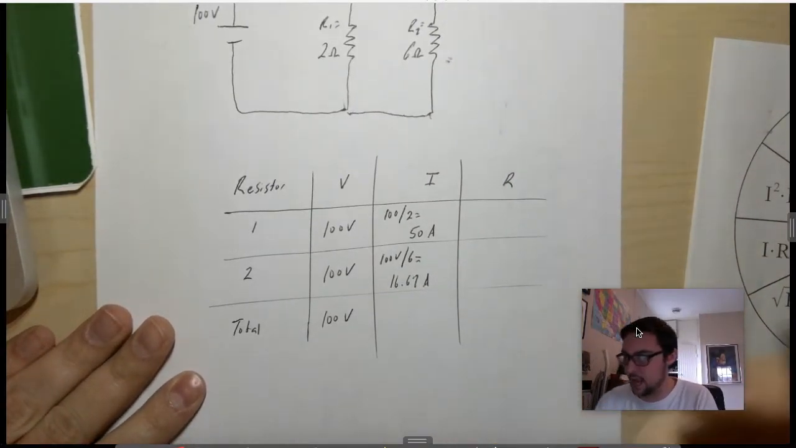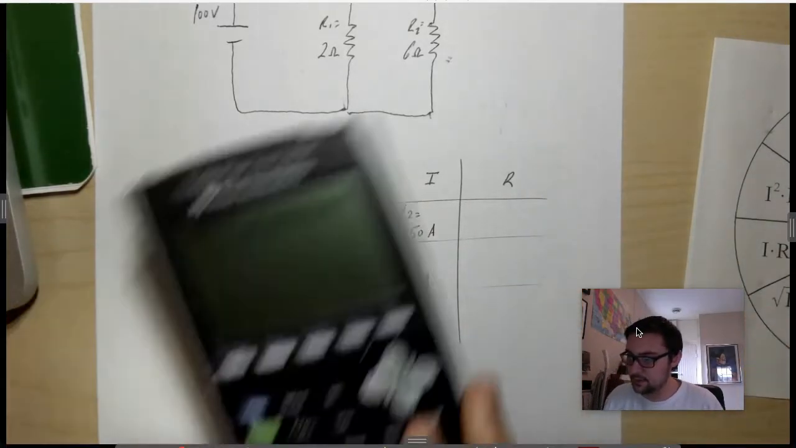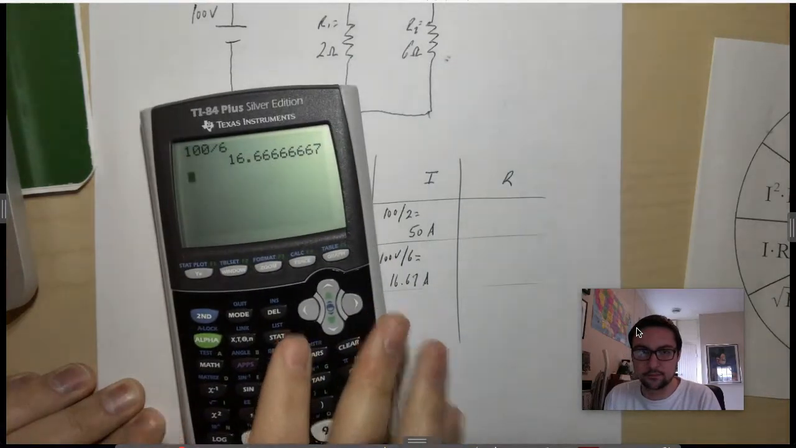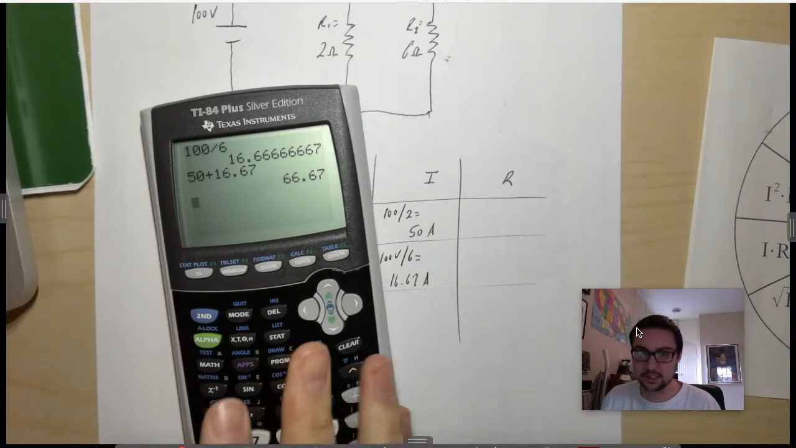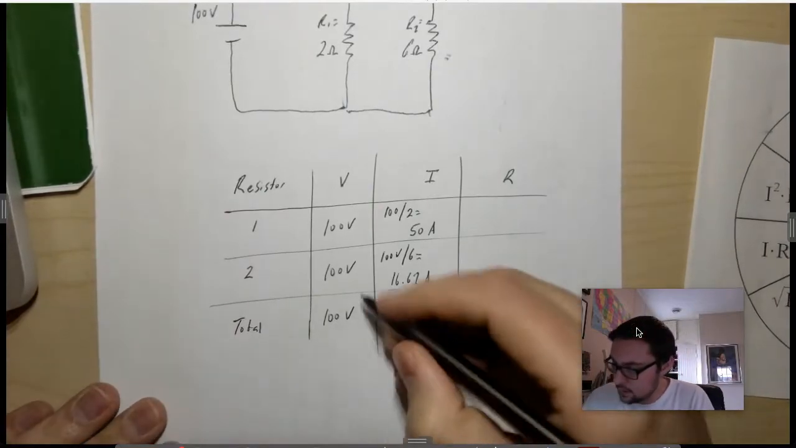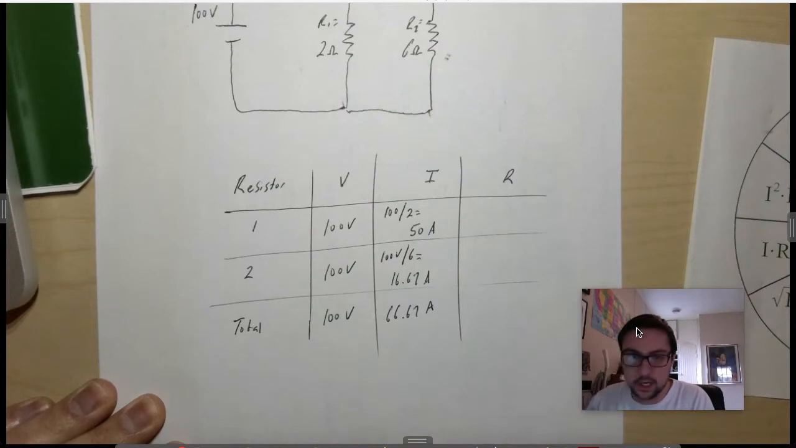In order to figure out the total current, it's very simple. It's just adding them together. So 50 amps plus 16.67, and I get 66.67 total amps.